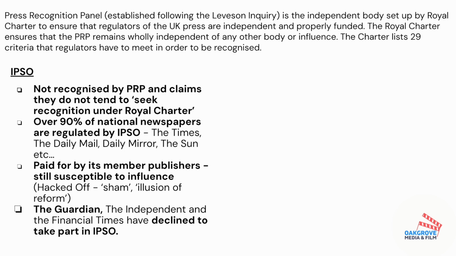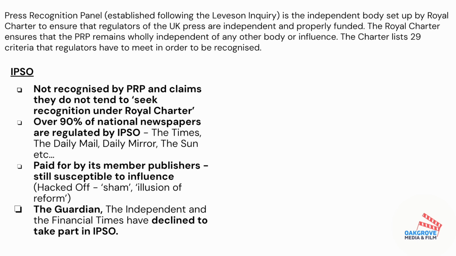Over 90% of national newspapers are regulated by IPSO, such as the Times, the Daily Mirror, the Daily Mail, the Sun, and many more. Because they are paid for by its members, they are still susceptible to influence. Hacks have called them a sham and an illusion of reform. Other papers, such as The Guardian, The Independent, and the Financial Times, have actually declined to take part in IPSO.